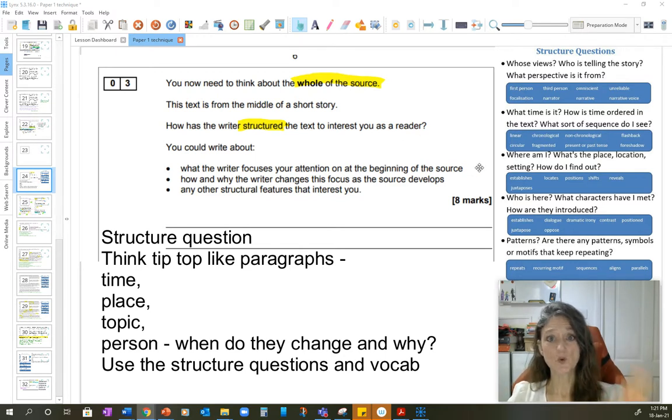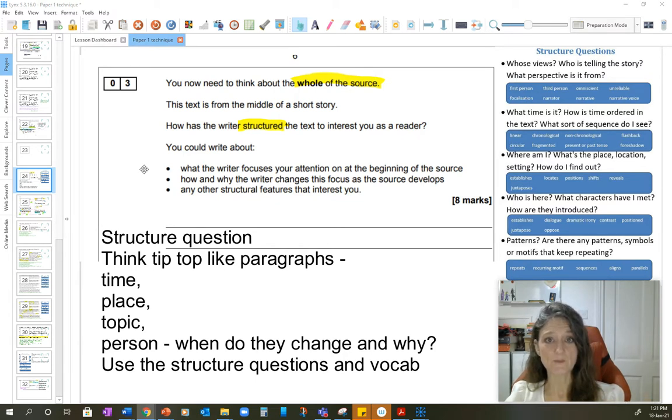Now, on this question, all 3 of the bullet points are really, really helpful. We don't need to cross any of these bullet points out. So it says you could write about what the writer focuses your attention on at the beginning of the source. Yes, really important.